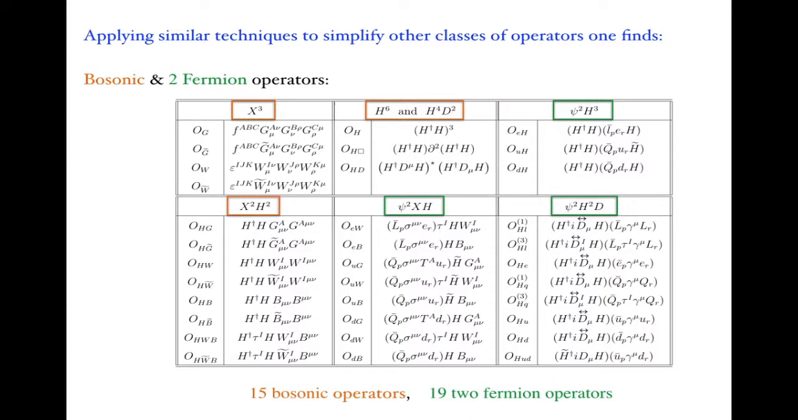These are the 2 operators we talked about in this H4 d squared class. And then in the other classes, I get the operators that I show in the table here. So there's, in the end, 15 different bosonic operators and 19 operators that have 2 fermions, not counting the possible family indices here on the fermions.